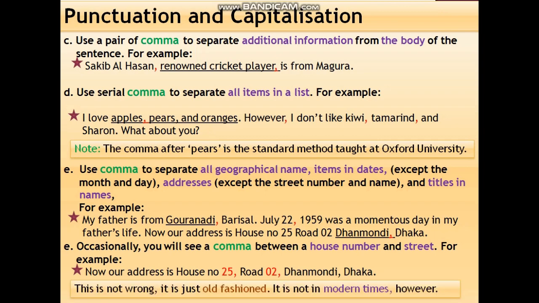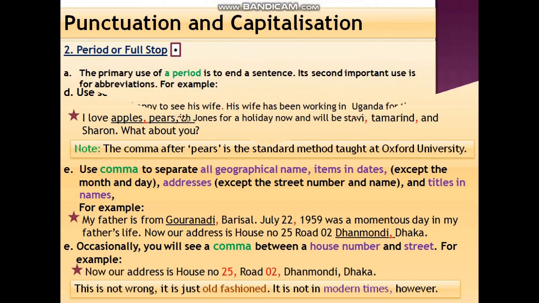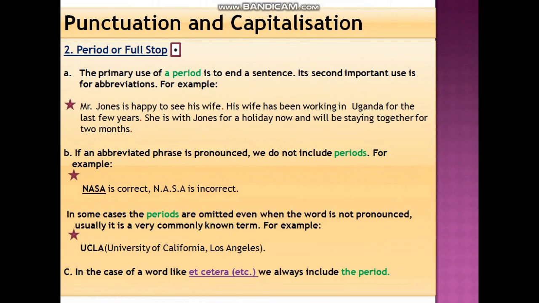But it is just old fashioned. This is not wrong, but it is just old fashioned. It is not used in modern times. Okay, students, come to the next slide.